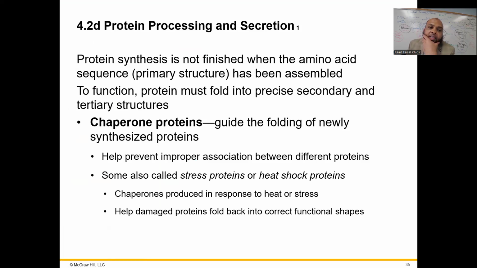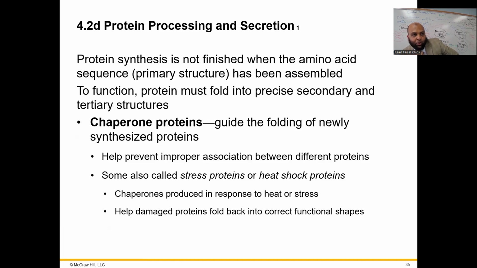Protein processing and secretion. Protein synthesis is not finished when the amino acid sequence, the primary structure, has been assembled. To function, proteins must fold into precise secondary and tertiary structures. So there are chaperone proteins. These chaperone proteins guide the folding of newly synthesized proteins and help prevent improper association between different proteins.